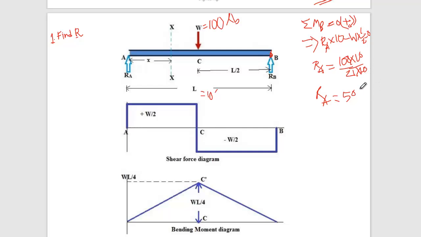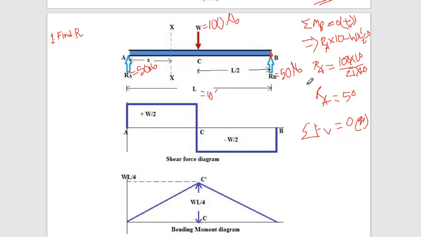If RA is 50, what would be RB? You can simply take the summation of vertical force equals 0, with vertical upward as positive. For the first case, I'm just showing you the situation. I hope you can find it out. So RB will also be 50. This should be pound, as I said, pound.